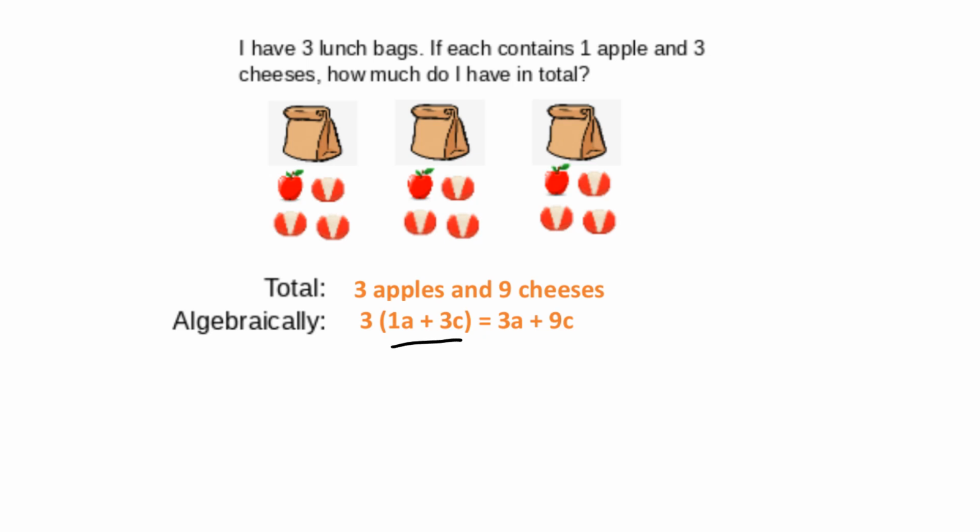Algebraically, if you think about it, this is representing 1 bag, and this is saying we have 3 of those bags. So 3 times bracket 1a plus 3c is how we would represent it if we were relying on the distributive property. Or we could multiply it out and have 3a plus 9c.